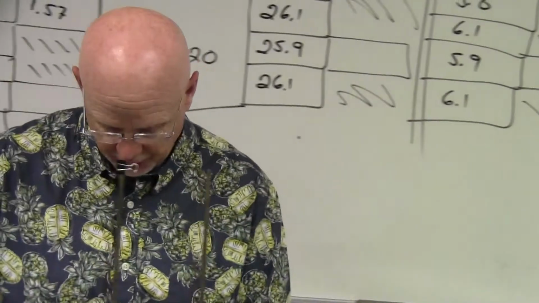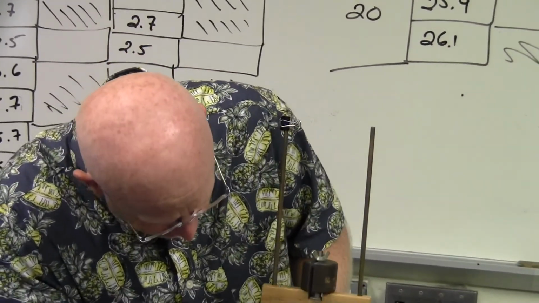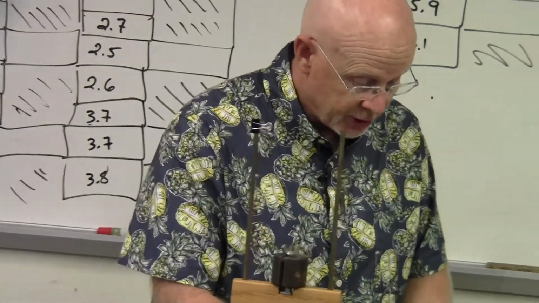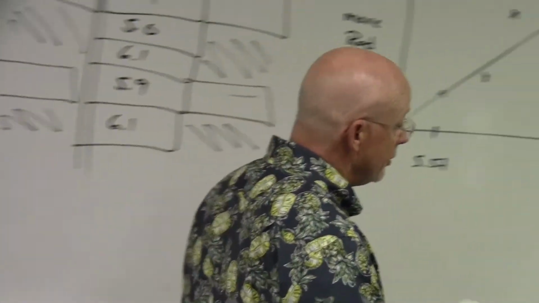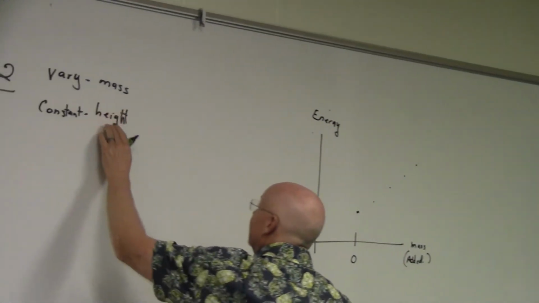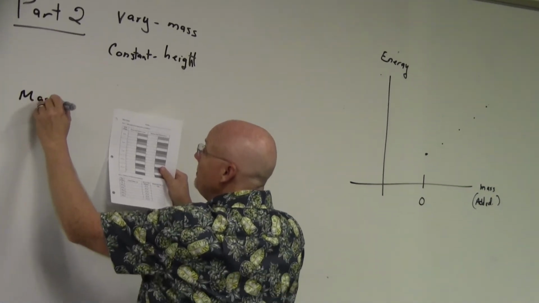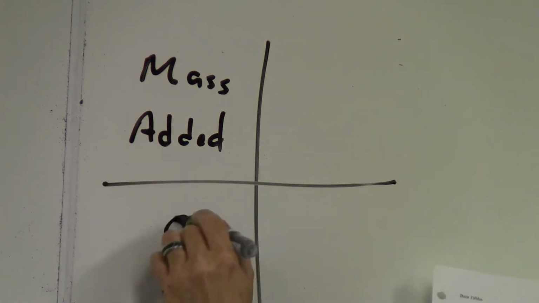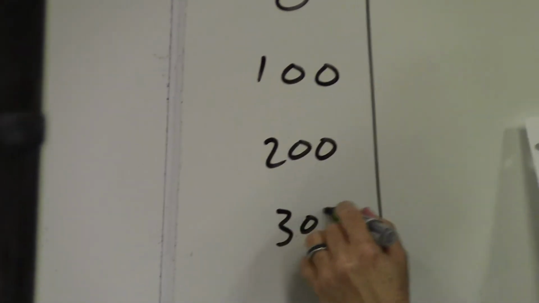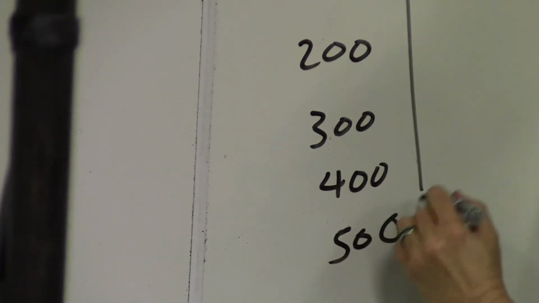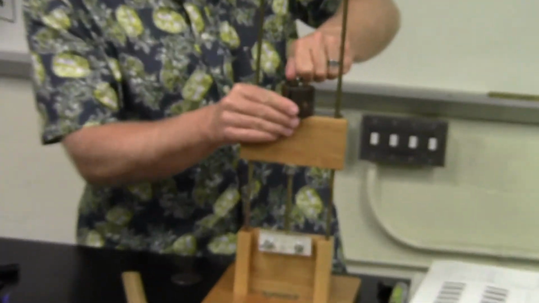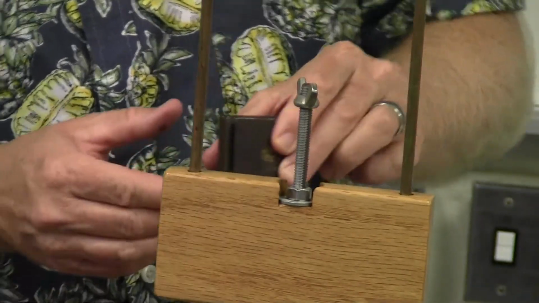What is Part 2? And as I mentioned, as we were getting started, Part 2 over here is to change the mass without changing the height. And what you'll see in this table is the first column says mass added. And the first one is 0, and then it goes 100, 200, 300, 400, and 500. And what that column means, if we come back over here to the equipment, is how much are we adding to the hammer itself.